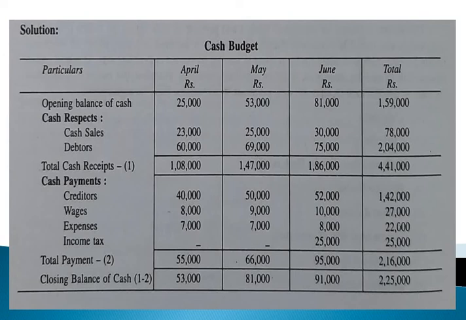There again, cash sales from the working note is 25,000, and the receipt from debtors will be 69,000. So the total cash received will be 1,47,000, including the opening balance. Then the cash payment to creditors, from the working note, you can easily get it, is 50,000. Then wages, with delay in payment of 1 month, 9,000, and expenses 7,000. And there's no income tax, so the total payment is 66,000. So the difference between total cash received and the total payment is 81,000. So the closing balance of May will be the opening balance of June. So I think the rest you will understand.